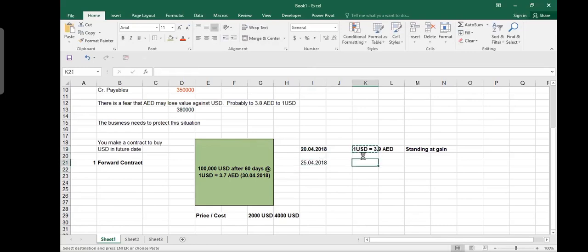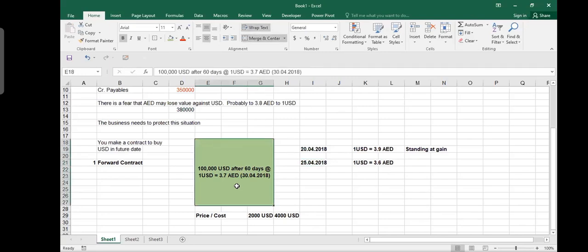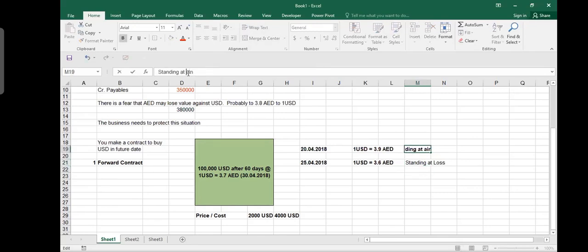The market moves like this, 3.680. Now, when it is at 3.680, in the market you can buy dollars for 3.680. The contract requires 3.780. Now this contract is no more an attractive option. In fact, it's a liability. It's a loss. Whoever has the contract has to pay 10 cents on every dollar purchased. You call it standing at loss. So this is a contract standing at loss. Standing at loss means that it would result in loss.